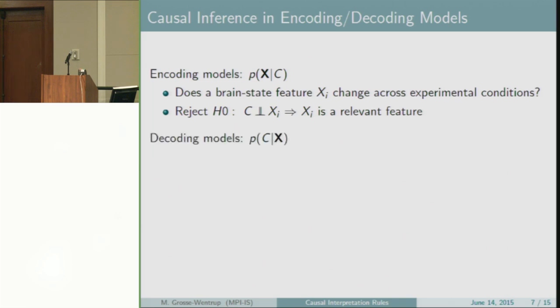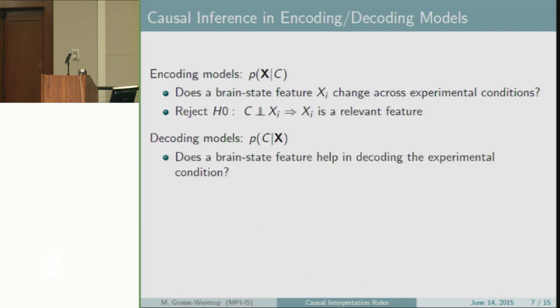In decoding models, we do this a bit differently. So we're training a model to predict the class labels given our data. And the question that we're then asking is, which brain state features actually help us in decoding the experimental condition? So it's a bit of a different setting, how we determine relevant features in decoding models. What we want to test is, for each feature xi, whether it still provides additional information about the class labels, if we already know what happened at all the other features. And if we can reject this null hypothesis of conditional independence, then we say xi is a relevant feature in our decoding model because it provides additional information on our class labels that's not yet contained in all the other features. And this is, I would say, the standard test for relevance in decoding models.